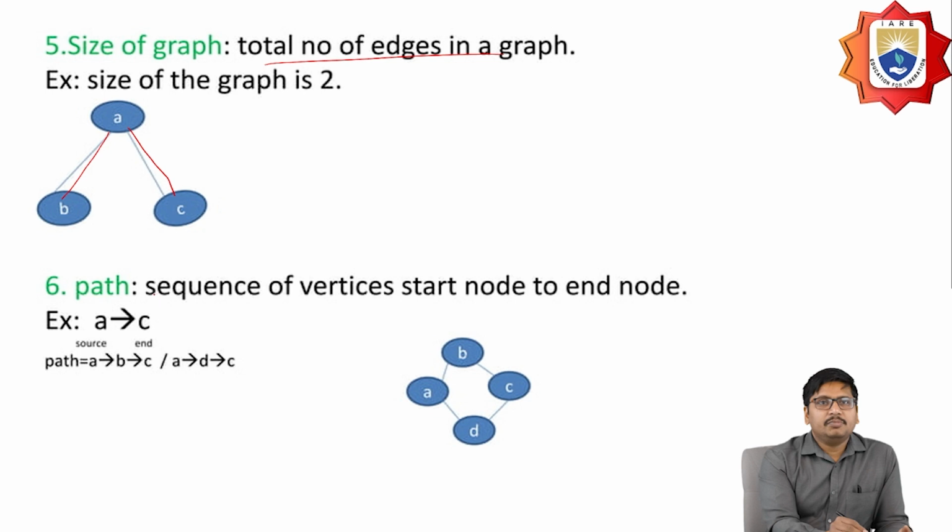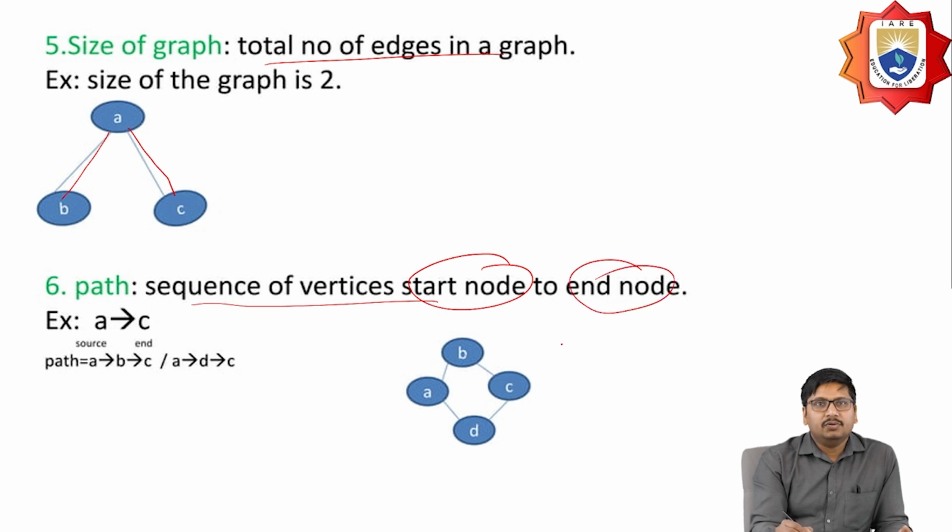The next one is path. Path is nothing but a sequence of vertices from the starting node to the ending node. Suppose what is the path to reach from A to B? So this is the path. What is the path to reach from A to C? And what is the path to reach from A to D? So A to B, B to C, and C to D.